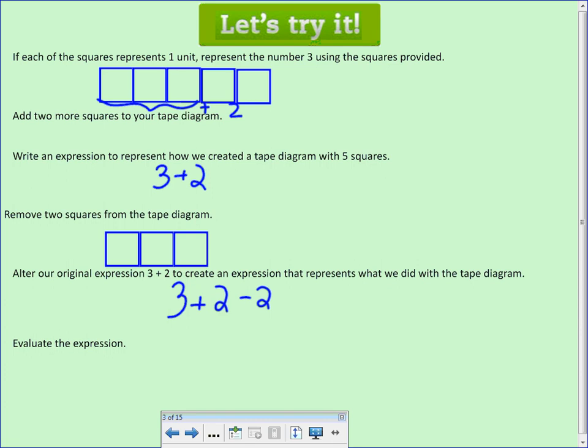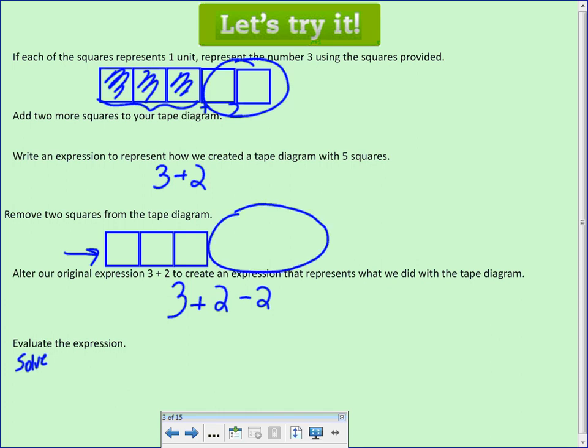So now evaluate means to solve. What's my answer? What did I have left? I had 3. 1, 2, 3. I added 2. I took 2 away. And what did I have left? Everybody? 3.